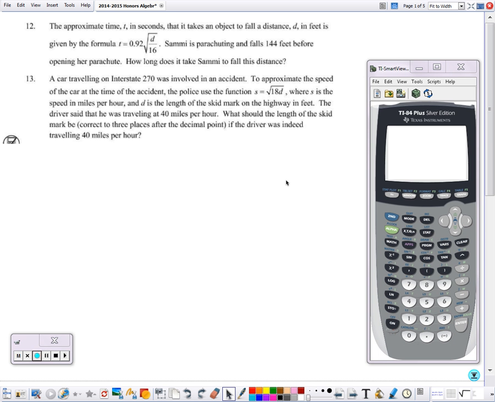All right, so for this video, we're going to start with number 12. It is a calculator problem. And we have to substitute in the numbers they're giving us in the correct variable and simplify. So 144 feet is distance, so time equals 0.92 times the square root of 144 over 16.